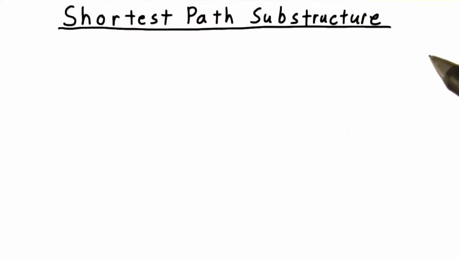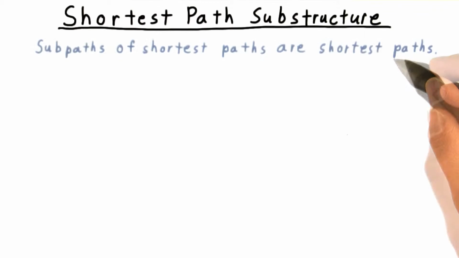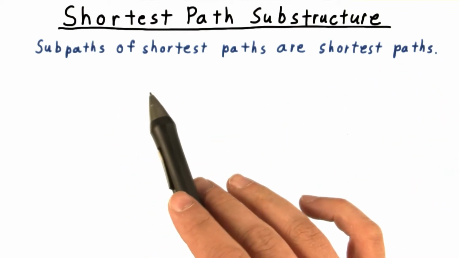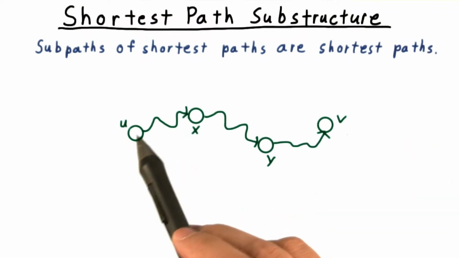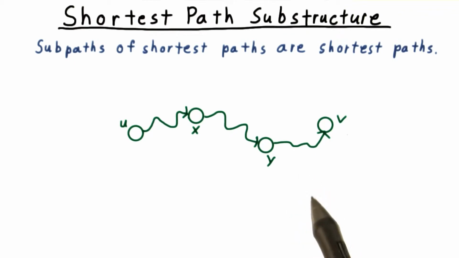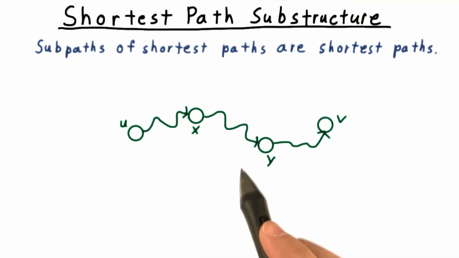Since we are using dynamic programming, the first thing we look for is some optimal substructure. Recall that the key realization in understanding the single-source shortest path algorithms, like Dijkstra and Bellman-Ford, was that subpaths of shortest paths are shortest paths. So if this is a shortest path between u and v, and it happens to go between x and y, then this subpath must be a shortest path between x and y.